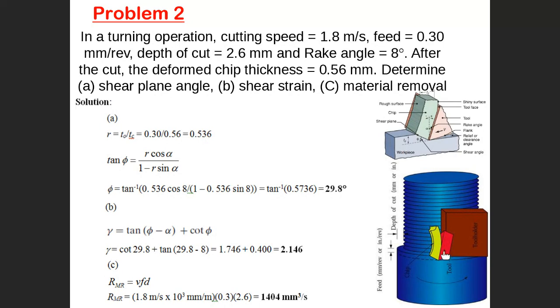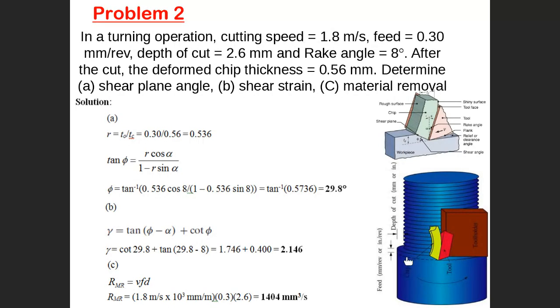In a turning operation, cutting speed is given. This is V. Feed is 0.3 millimeter per revolution. When I say feed is 0.3 millimeter per revolution, this is t0. Always remember, feed is t0, millimeter per revolution.